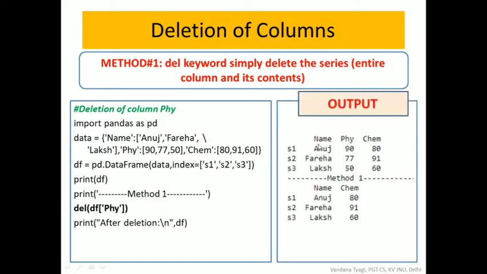If you see, this is my original data frame, name, physics and chemistry are lying here, but after deletion I am having only name and chemistry. That means this complete vertical subset, the physics column, is being deleted here.